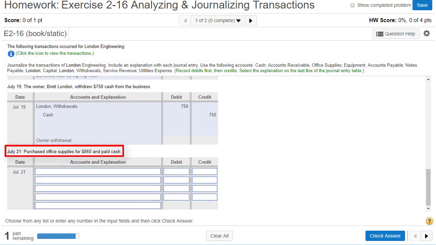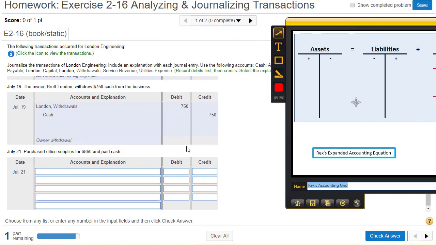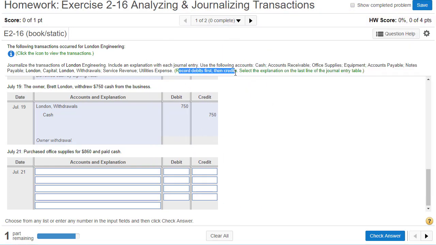July 21st, we purchased office supplies for $860 and we paid cash. So cash is usually the easiest one for people to understand, so let's analyze cash. Cash is an asset, and since the company paid cash, we have less cash, so cash is going to be the credit account. And again, record debits first, then credits. So I'm going to skip the first line. Cash is the credit, $860. Now debits have to equal that, so we know it's going to be $860 debit.